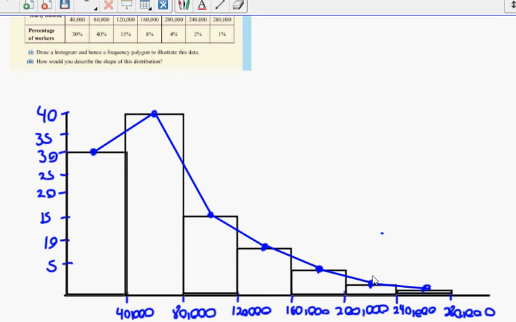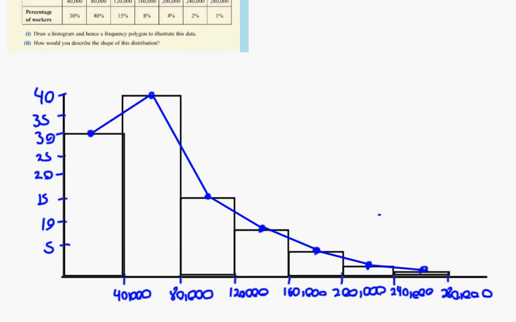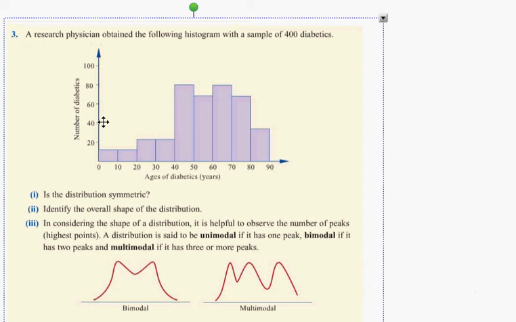How would you describe this distribution? Well, the tail is to the right. That means it's positively skewed. Okay, so that's all you got to do there. Positively skewed because the tail is to the right. Okay. Next question is going to be question 3.